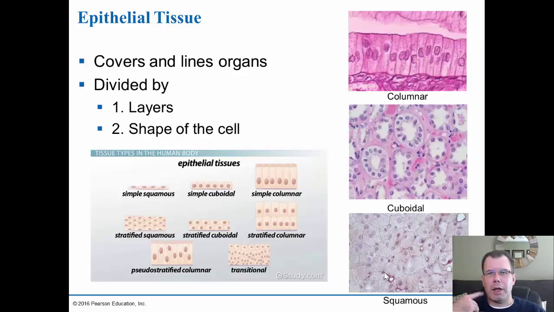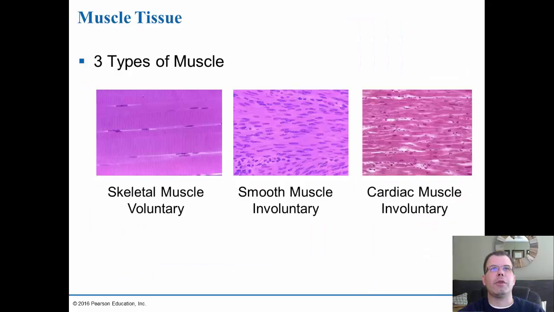A lot of times we do scrapings of the cheek, on the inside, and take a look at that, and those are simple squamous. The skin is squamous cells, and essentially they just line up and protect over the top of these organs, and so that's what you see with the epithelial. Now, muscle, there's three types of muscle, and by looking at the types of muscle, you can see the difference between those.